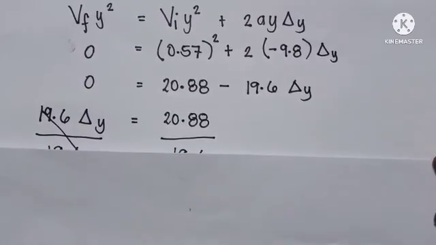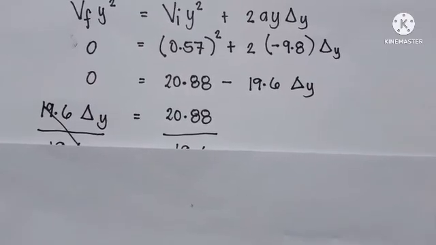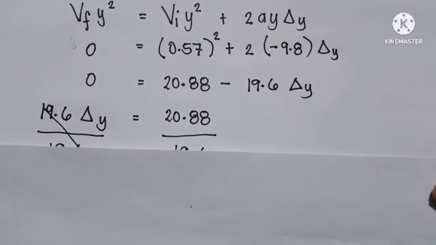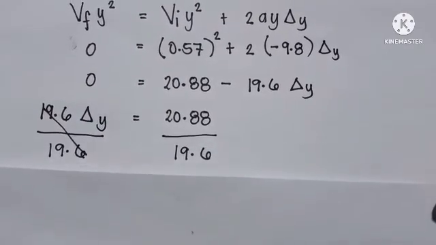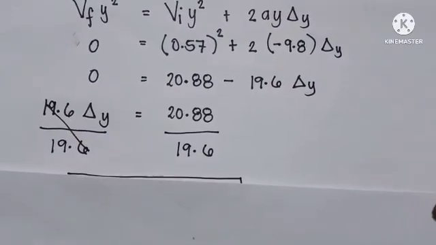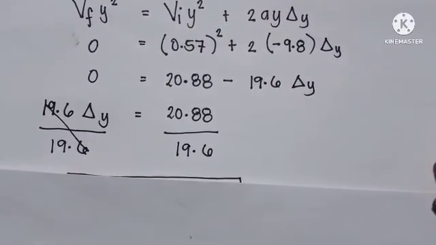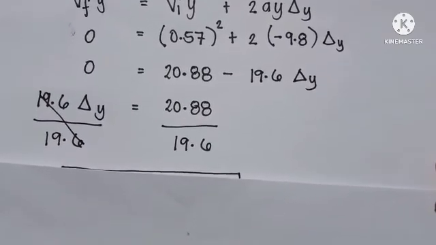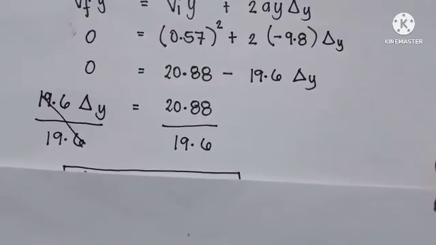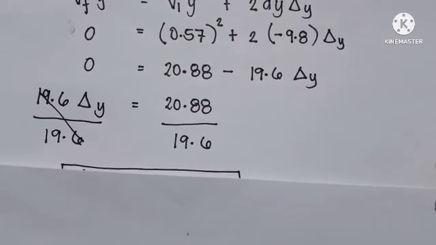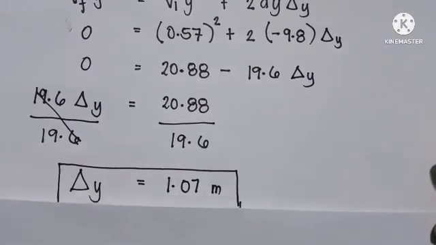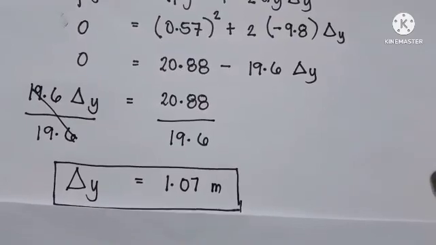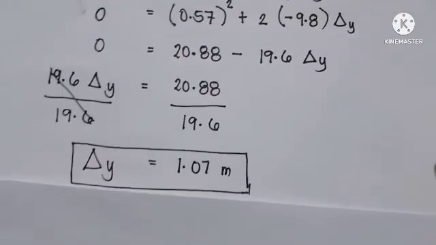So in order to get the value of delta y, we need to divide both sides by 19.6. So cancel 19.6 on the left side, the remaining is delta y is equal to 20.88 divided by 19.6. So delta y is equal to 1.07 meters.